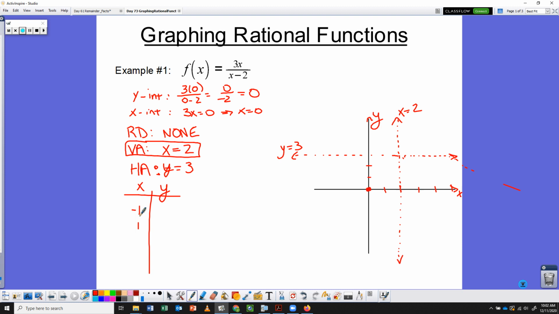So what I'm going to do now is plug these numbers into my equation to find out the y's that go with them. If I put a negative 1 in as my x value, I'm going to have negative 3 over negative 1 minus 2, which is negative 3, which means my y value at negative 1 is going to be positive 1. And if I put in an x value of 1, we're going to get 3 over 1 minus 2, which is negative 1, which is negative 3.